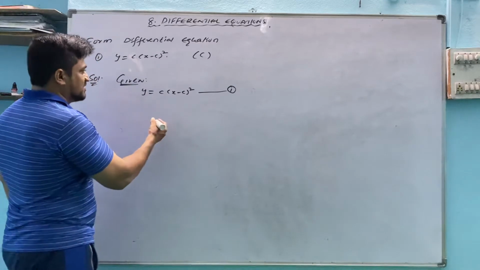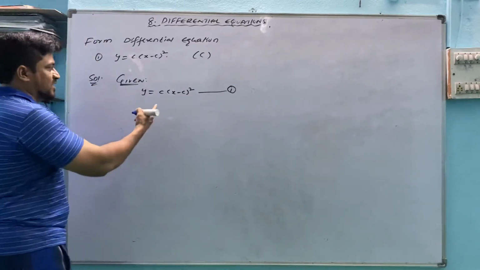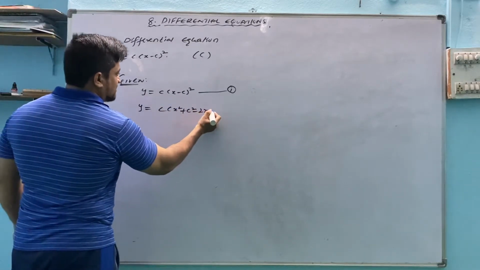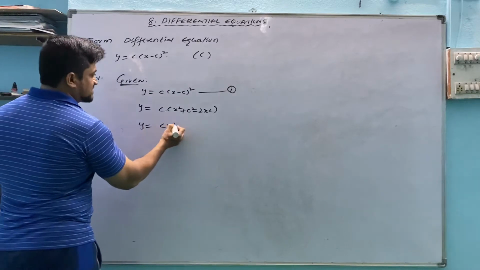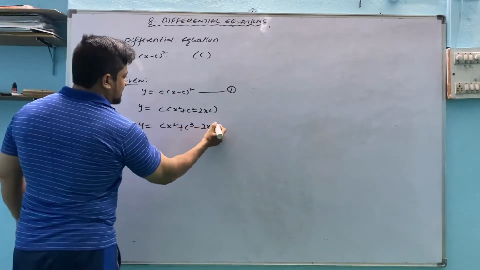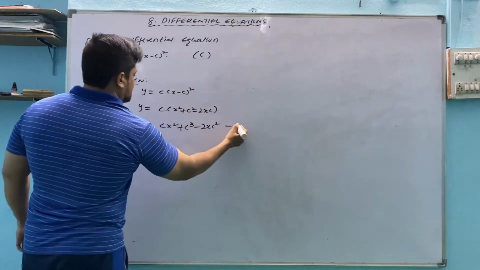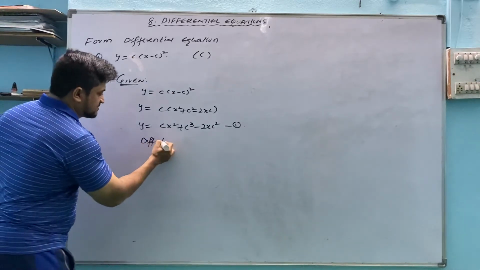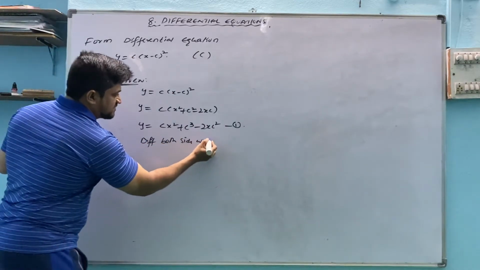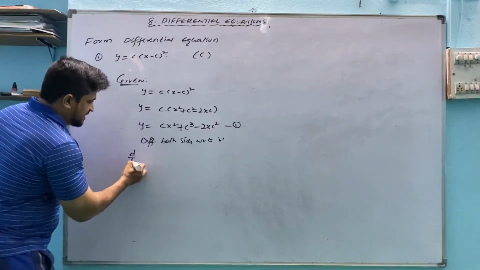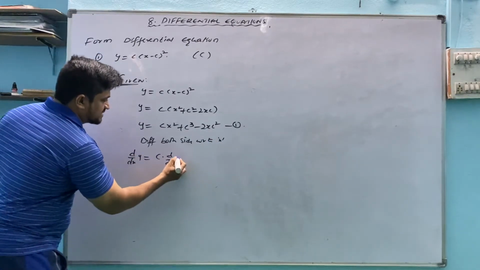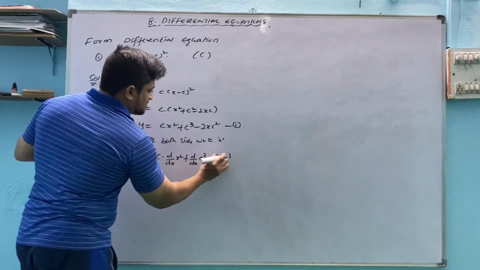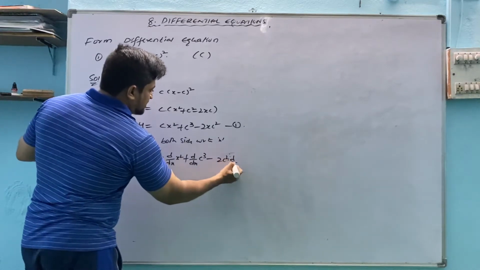Now what I will do is differentiate both sides, or you can do one thing: multiply this out, a square plus b square minus 2ab. Then y equals c x square plus c cube minus 2c square x. This is equation 1. Now differentiate both sides with respect to x. So d by dx of y, c into d by dx of x square plus d by dx of c cube, minus 2c square into d by dx of x.